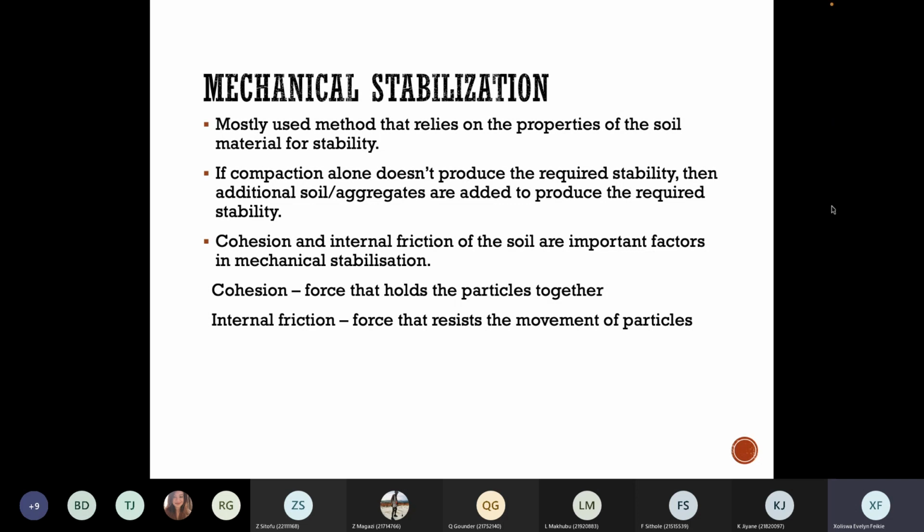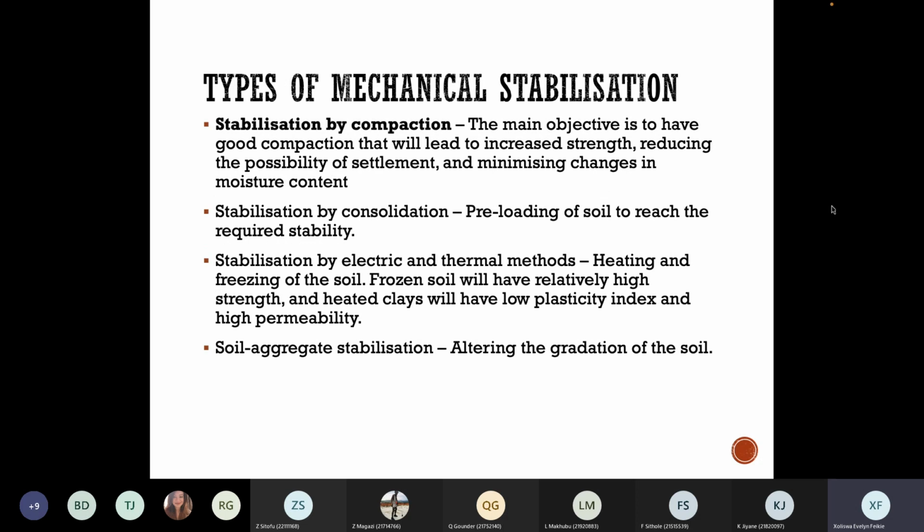Cohesion and internal friction of the soil are important factors in mechanical stabilization. By cohesion, they mean that it's a force that holds the particles together. And what is internal friction? It's a force that resists the movement of particles. We will deal with them moving forward, because also in terms of slopes, it's important that you look into that as well. So types of mechanical stabilization are stabilization by compaction, stabilization by consolidation, stabilization by electric and thermal methods, and lastly, soil aggregate stabilization.